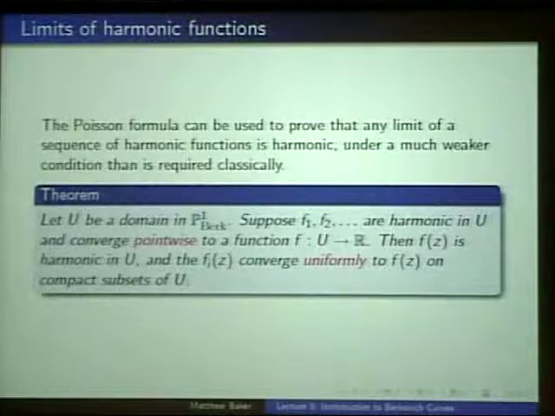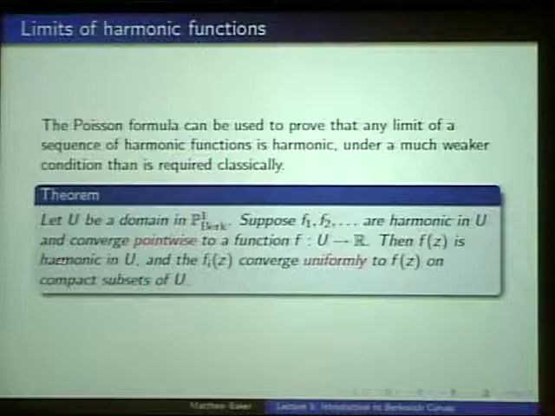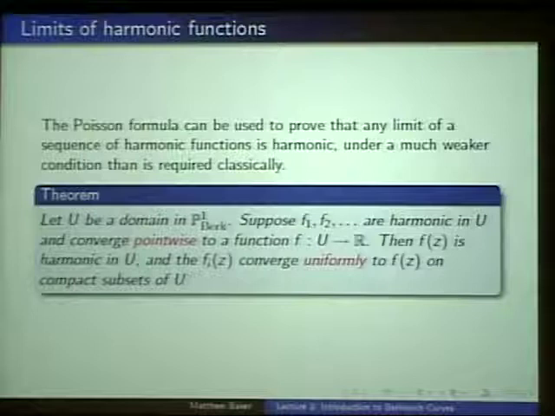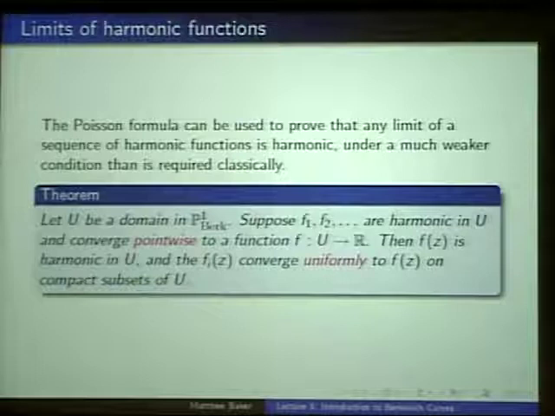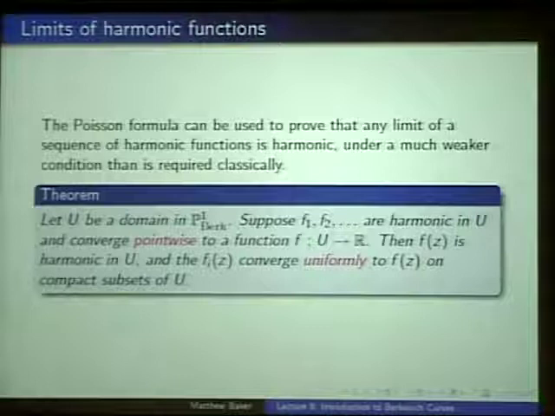So what you can show is if you have a sequence of harmonic functions that are converging pointwise to a function f, then the limit function is harmonic. And in fact, the convergence is uniform on compact sets. So this is proved using the Poisson formula. It's presumably a very icky exercise to try to use the original definition that I gave in terms of directional derivatives and study this kind of thing. I don't know. It's easy from the Poisson formula.